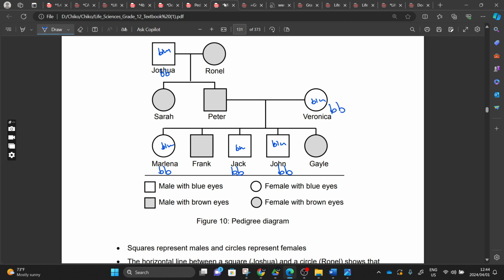Now you go and find Peter here. Since these two have small letter b, small letter b, it means one small letter b from the father and one small letter b from the mother. It means that this one will be like this, since he has brown eyes but has offspring that have blue eyes. So Peter here will be like this. We explained that previously.